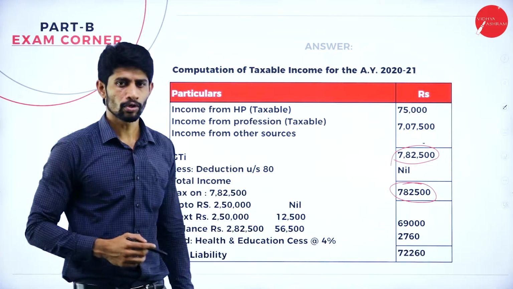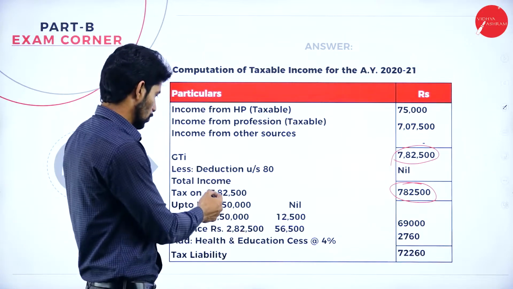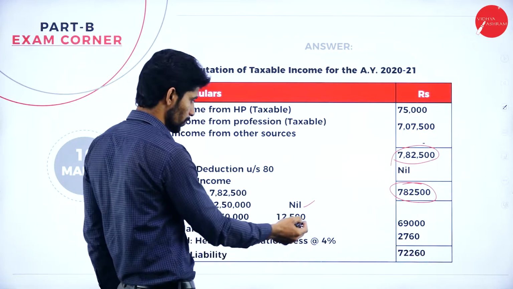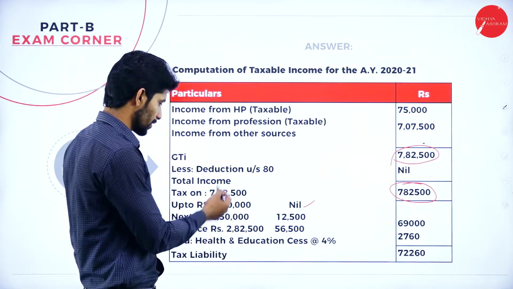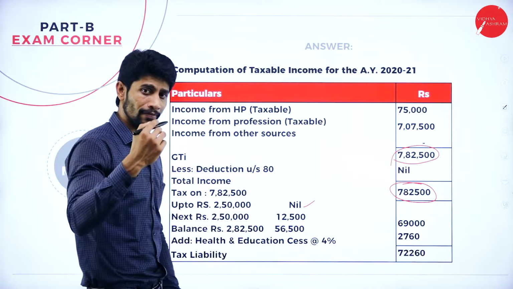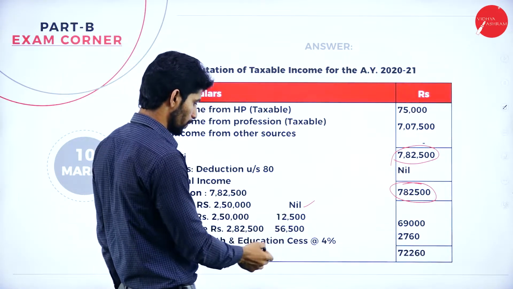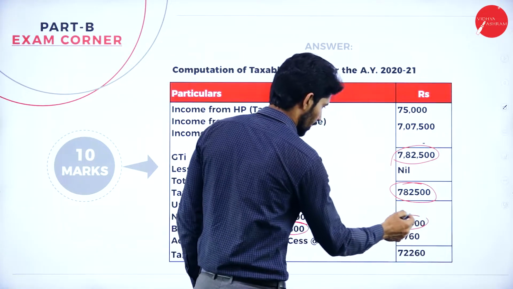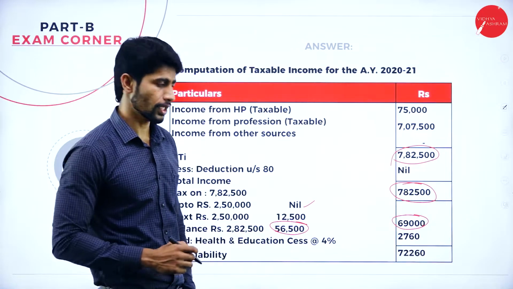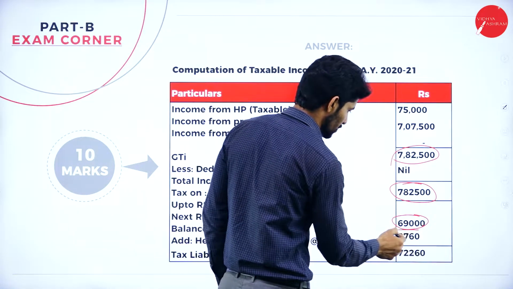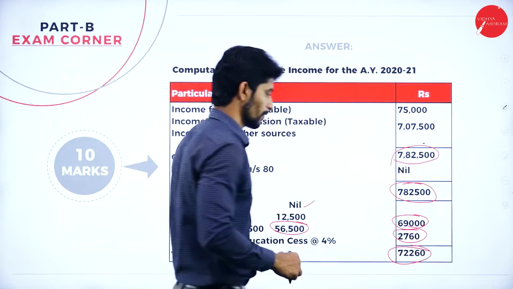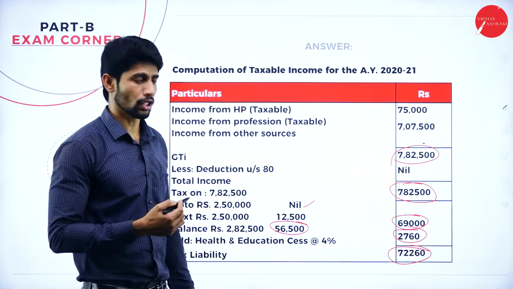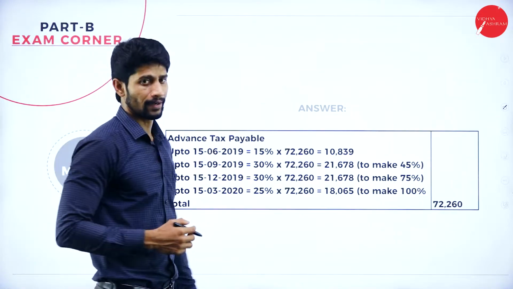So on total income, now compute the tax liability. Tax on 7,82,500: first 2,50,000 nil. Next 2,50,000 at 5%, you will get 12,500. Next, the remaining balance comes between 5 lakh and 10 lakh, so it is 20%. You will get the value of 56,500. Totally you will get 69,000. On 69,000 compute 4% education cess. You will get 2,760. So total of 72,260 tax liability. So now you are supposed to compute the advance tax payment.